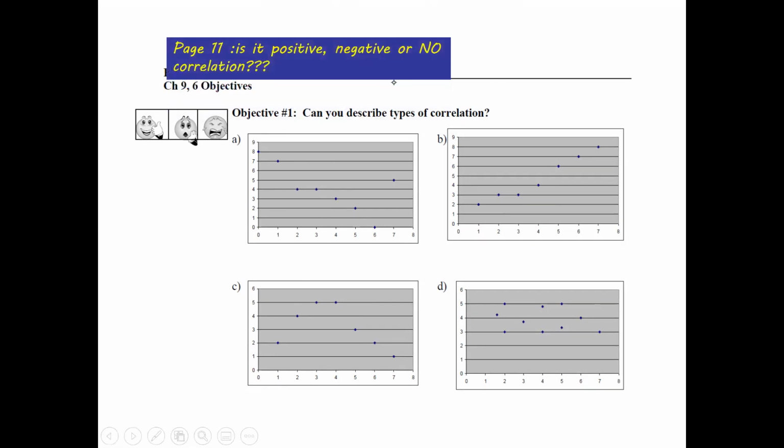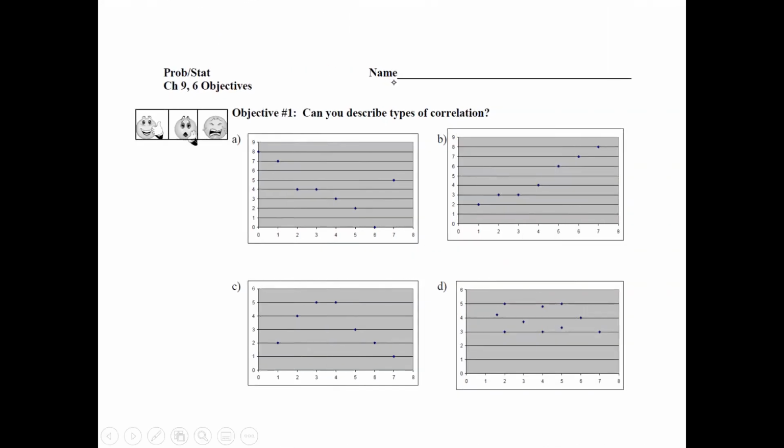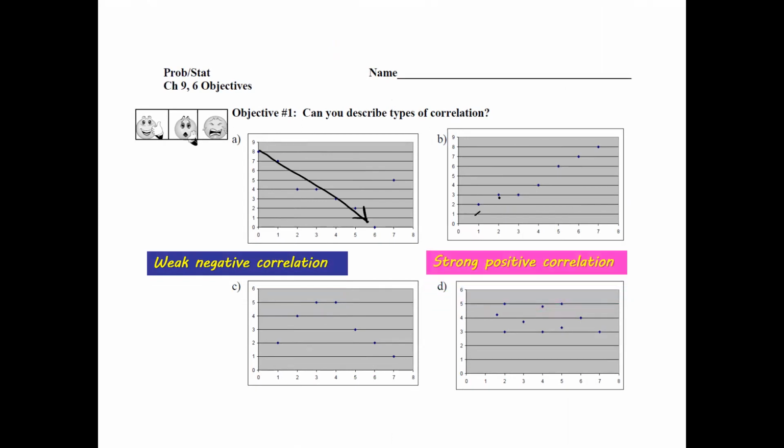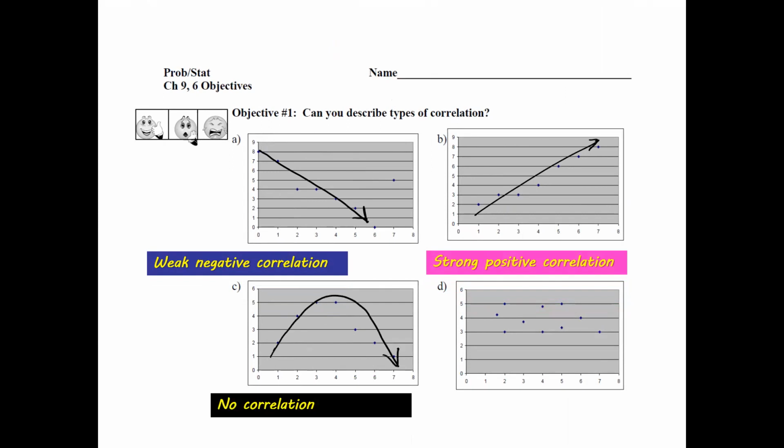All right, let's see if you have the correct answers. The first one looks like it is a negative, but it's very weak because it's not a straight negative. The second one's a pretty strong positive because if I draw a line, all the dots are pretty close to the line. The next one is no correlation because it does not follow a straight line. It's more like a curve. And this one is no correlation either because it's just in the direction of a straight line.